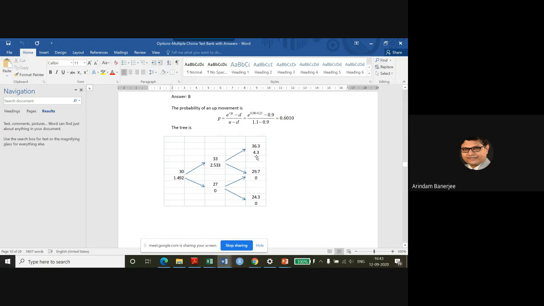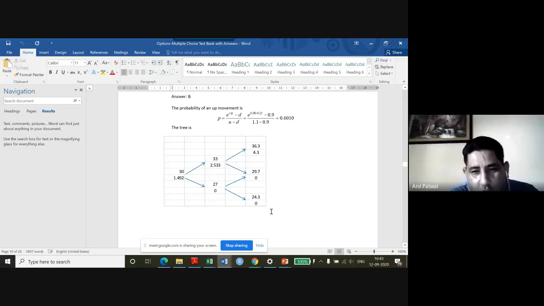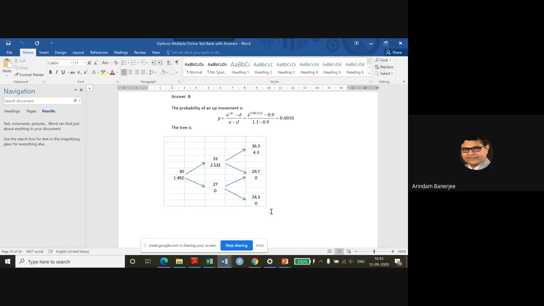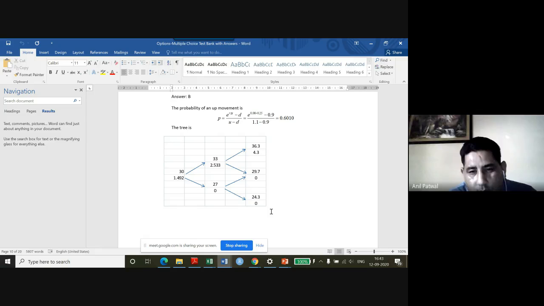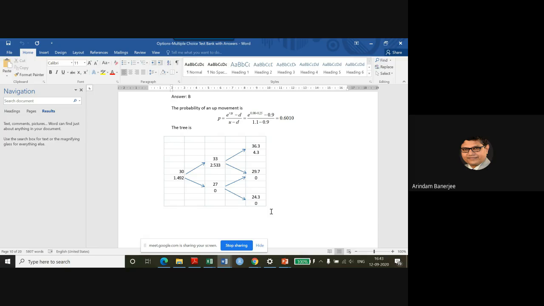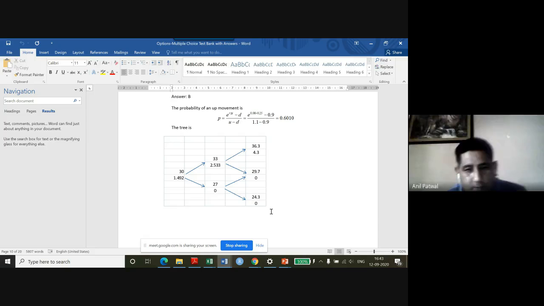One is 4.3, and the others are 0. Why, sir, did you put 0? Why don't you put minus? No, it cannot go beyond 0, because if it expires, I will not exercise. I am not gaining anything out of it. So it is either greater than 0 or 0. It cannot go below 0. I am allowing it to expire. I am not doing anything.